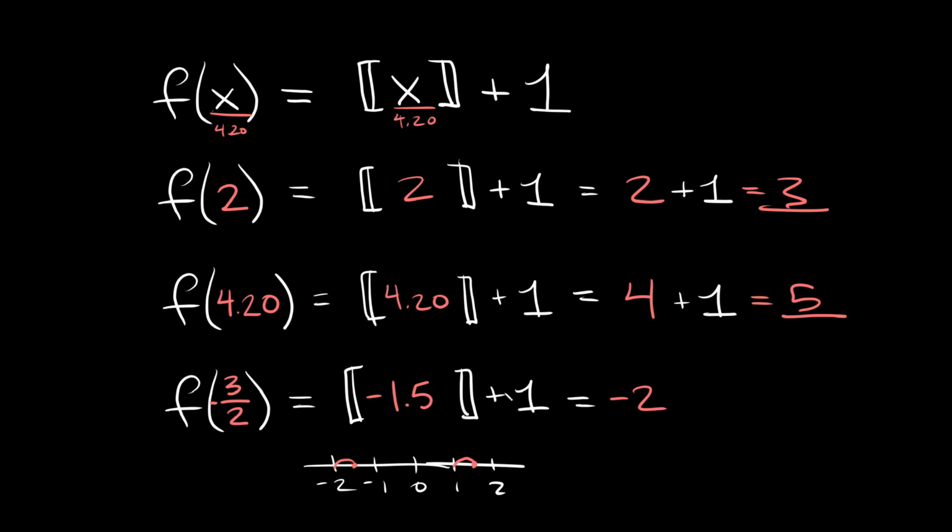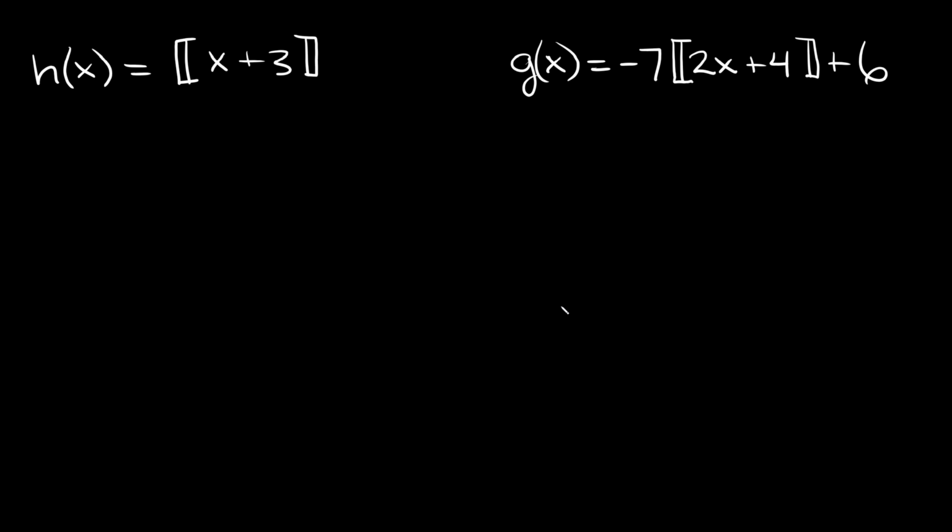Now the rest of our equation right here is plus 1, so we'll put a plus 1 right there. Then negative 2 plus 1 is equal to negative 1. Boom. All right, let's do 2 last examples here, starting with this one on the left.